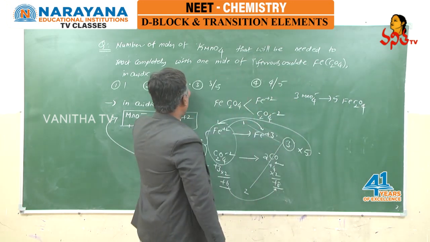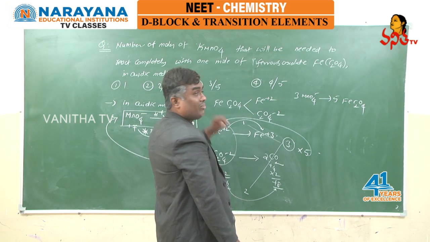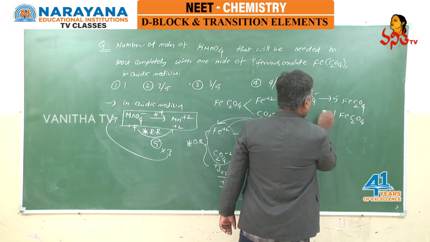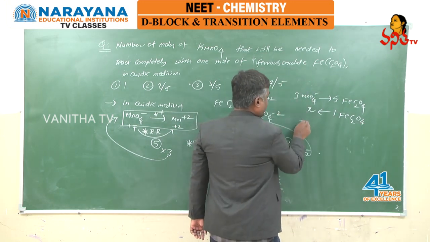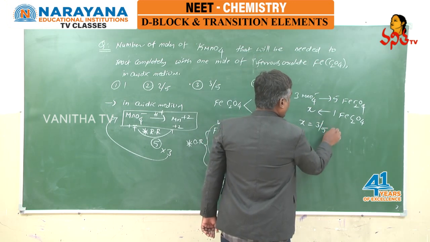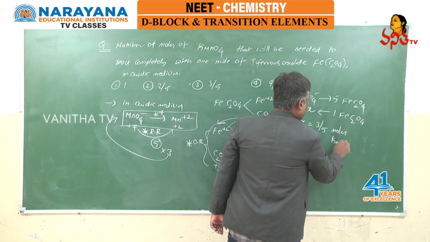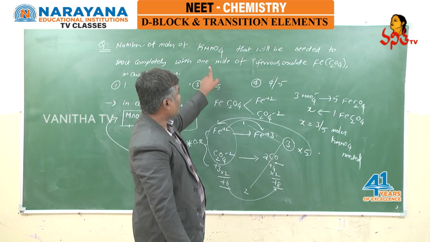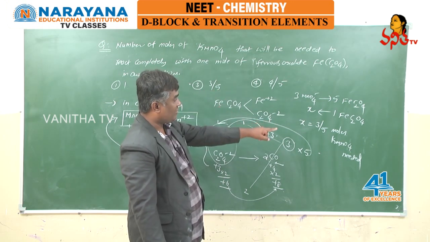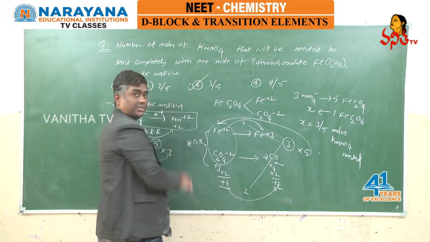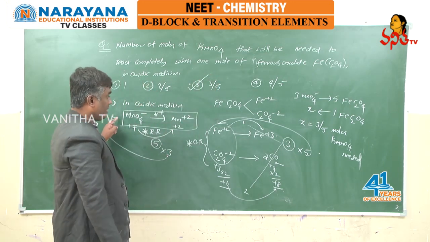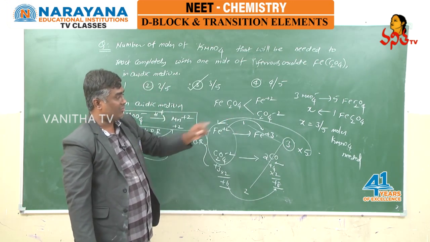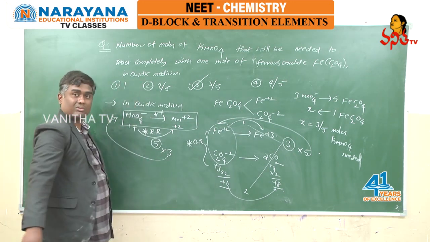In the question they are asking, with 1 mole of ferrous oxalate, how many moles of KMnO4 can react? With 1 mole of ferrous oxalate, how many moles of MnO4 minus can react? X is equal to 3 by 5 moles. So 3 by 5 moles of KMnO4 is needed. In acidic medium, with 1 mole of ferrous oxalate, 3 by 5 moles of KMnO4 can interact. So the answer is the third option. Three moles of MnO4 minus interact with 5 moles of ferrous oxalate, so per mole of ferrous oxalate we need 3 by 5 moles of KMnO4.